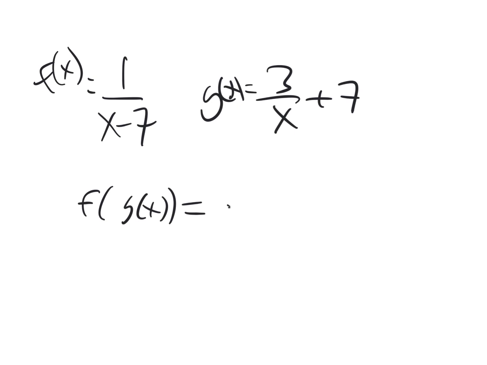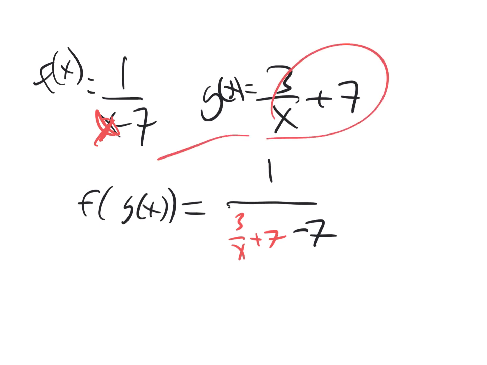So I'm going to drop, let's see, what am I going to drop? I'm going to drop 1 over x minus 7, I mean 3x plus 7 minus 7. Okay, replace this x with that whole thing. So to clean that up, what are we going to get? We're going to get 1 over 3 over x, because the plus 7 minus 7 cancels out. And then we take the reciprocal, so x over 3 is what we're looking for.